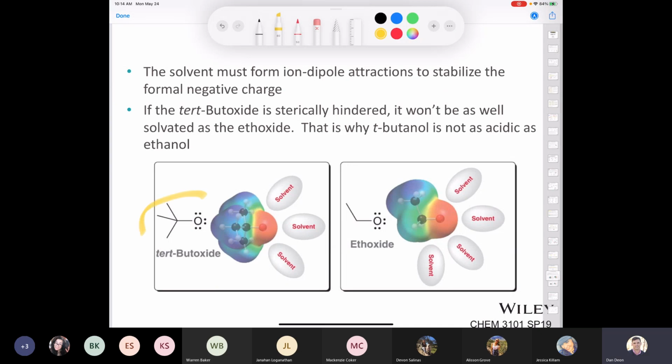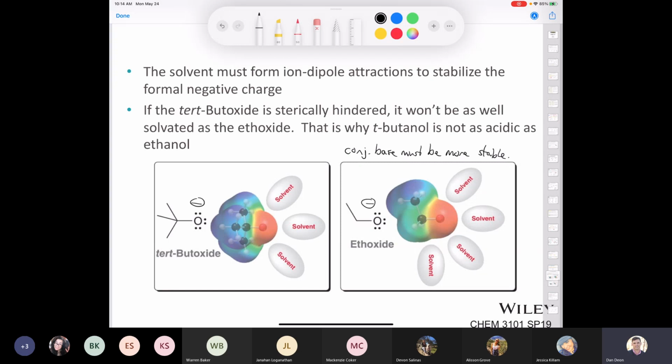Here we have the conjugate bases shown. I don't know why there's no negative charge. What kind of hobo put that together? Anyhow, there you go. So there are the conjugate bases of the tert-butanol and the ethanol. So tert-butoxide and ethoxide, right? If this one is more acidic, right, the conjugate base must be more stable in order for ethanol to be more acidic. And the answer is this.